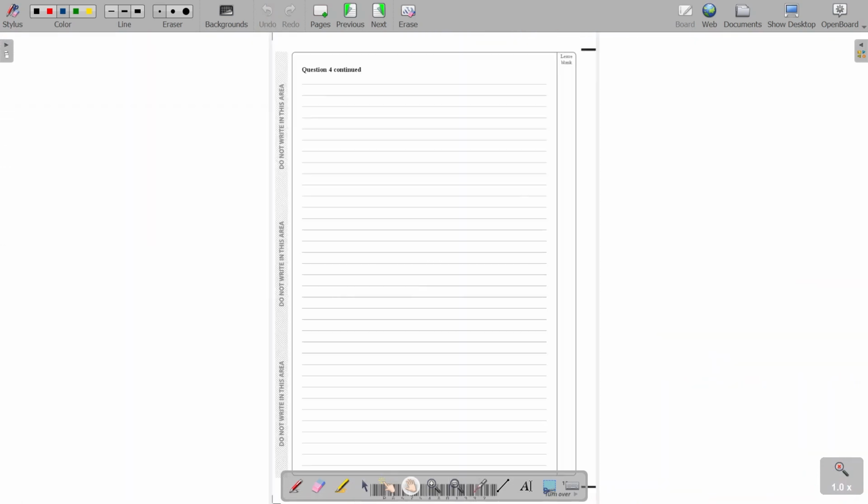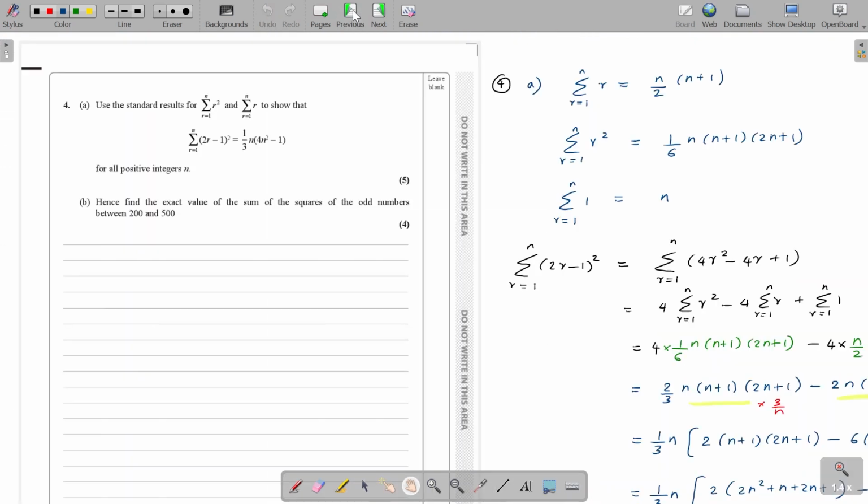Okay, next in part B, they asked you, hence find the exact value of the sum of the squares of the odd numbers between 200 and 500. So you are supposed to get the sum of the squares of odd numbers between 200 and 500. So what odd number squares do they want you to find here exactly? Between 200 and 500, what's the first odd number you have?